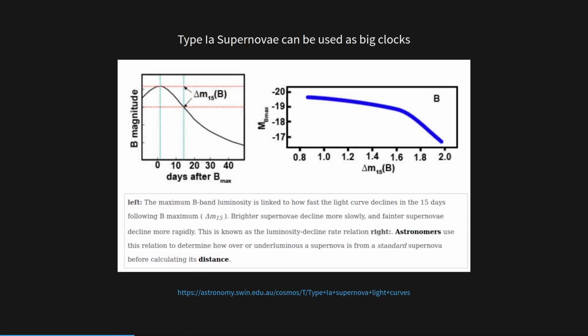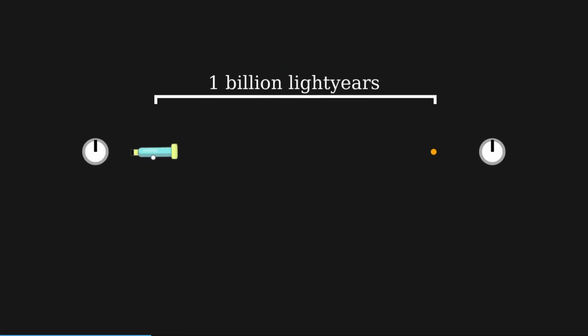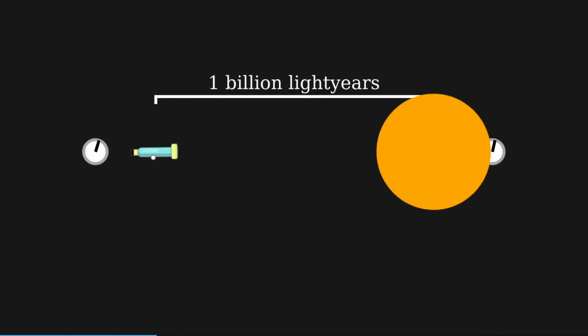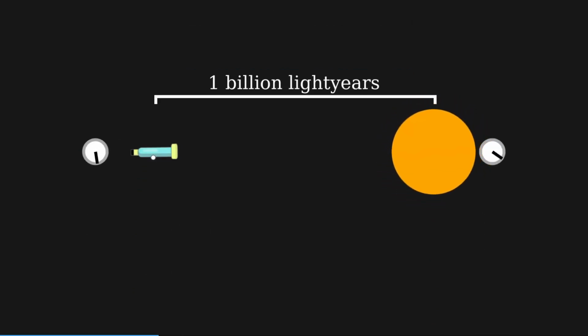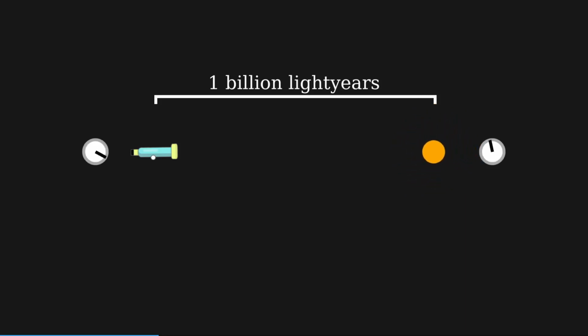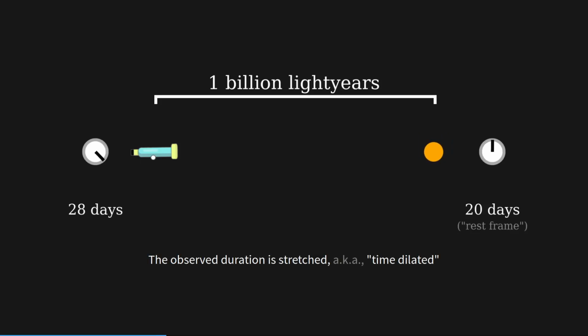Astronomers can use type 1a supernovae as big clocks. We could say that the beginning time is at max brightness, and the end time is when the dimming starts to slow down. That's about 20 days. So when a supernova happens 1,000,000,000 light years away, it will take 20 days on a nearby clock, but it'll take 28 days through our telescope. This stretching of the duration is called time dilation.